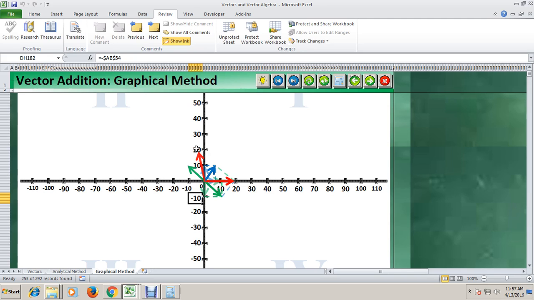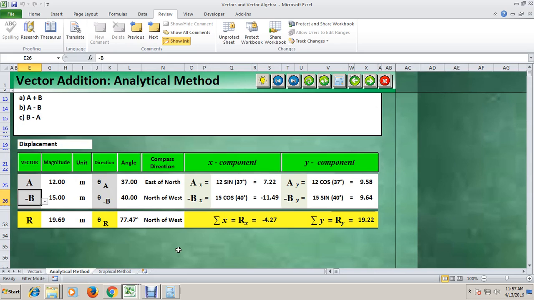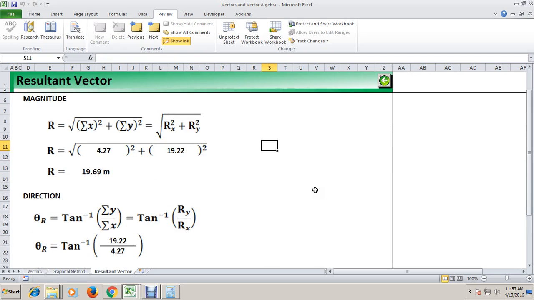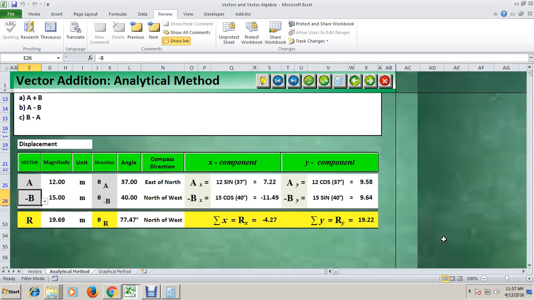So how much is the value of that vector? Based on our computation, that is 19.69, 77.47 degrees north of west. Let's see the computation. So this is your computation for the magnitude and the direction. Okay, so let me take note of another point. Take note that the result for the sum of x is negative and the sum of y is positive. So we expect that the location of the resultant vector would be on what quadrant? It should be on the second quadrant, negative x and positive y.